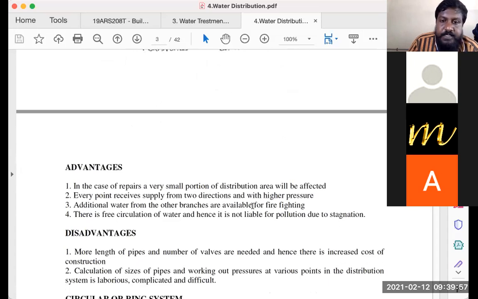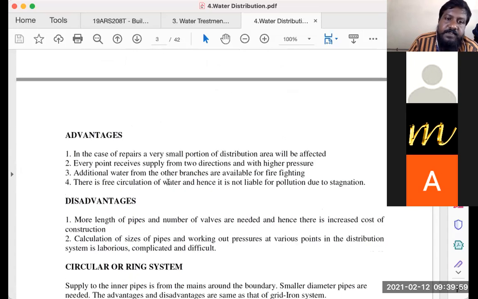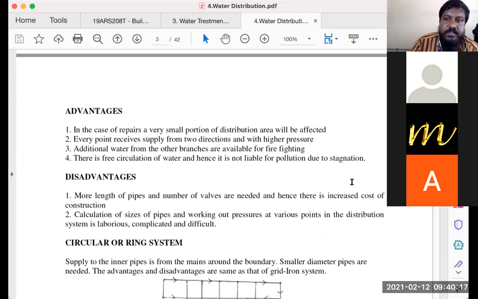Additional water from other branches is available for firefighting. There is a free circulation of water, hence it's not liable to pollution due to stagnation. Like the earlier dead end system, the water at the ends gets collected and doesn't get discharged because, being a dead end, it stays there, and that can cause contamination because of the long stay. But here it's not like that.